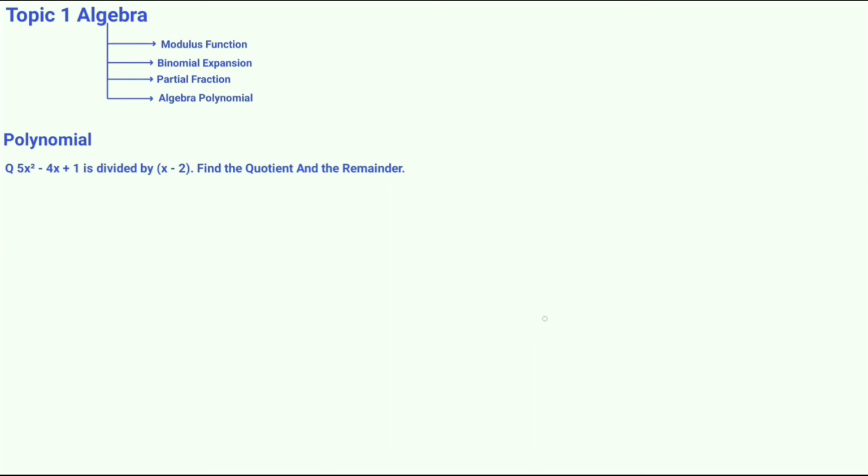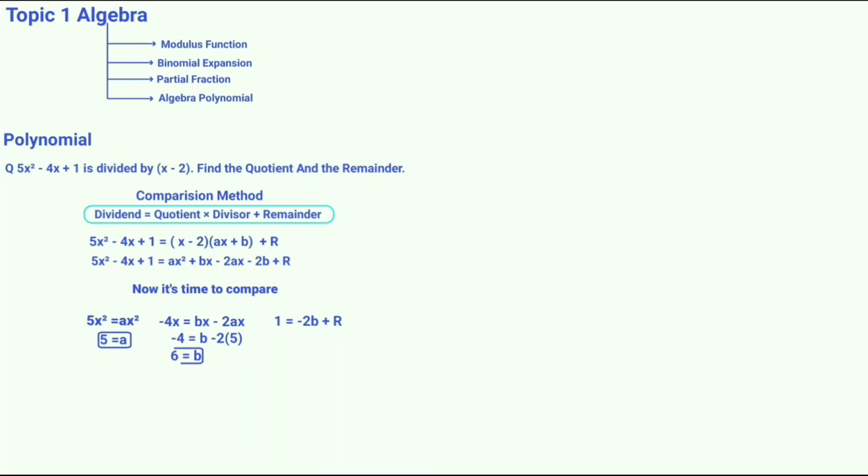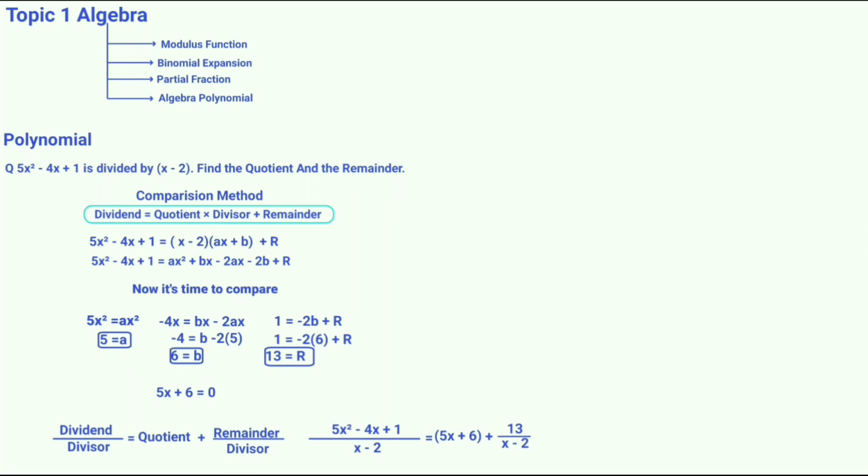Okay, so we have another question. Question: 5x squared minus 4x plus 1 is divided by x minus 2. Find the quotient and the remainder. Comparison method, again the same thing. 5x squared minus 4x plus 1 is equal to x minus 2 multiplied by x plus 3 plus r. Now it's time to compare. We make the comparison, then we get the values. And here you go.